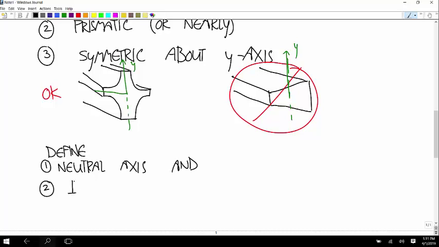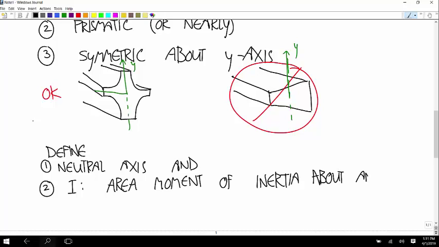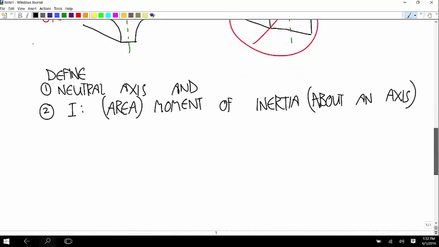And I, which is the area moment of inertia about an axis, people just call it the moment of inertia. You do need to keep this in mind, or you'll get confused about this versus the one that you use in dynamics, which has a lot of similarities, but it measures something different.